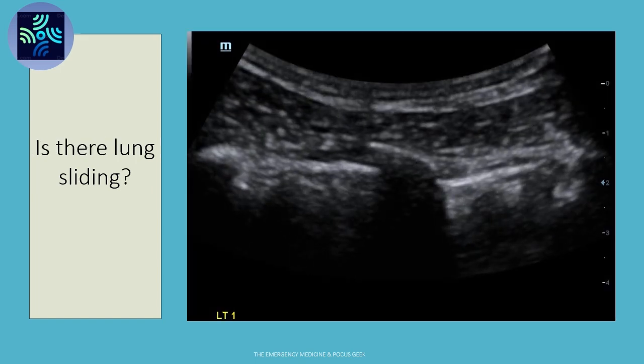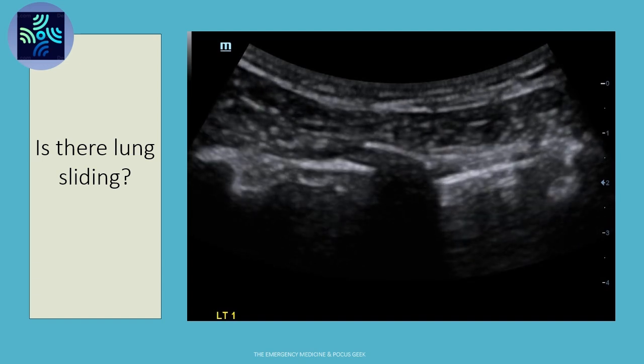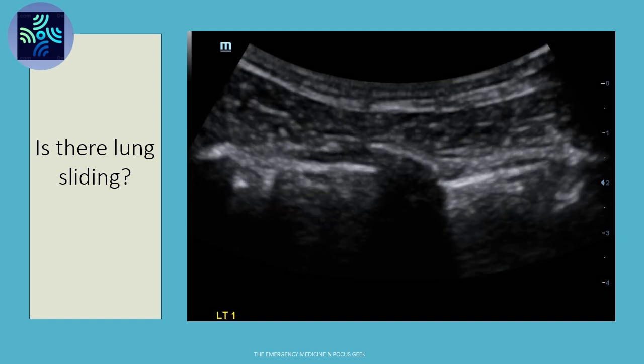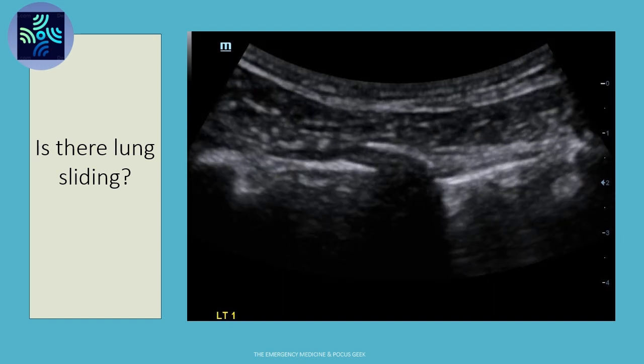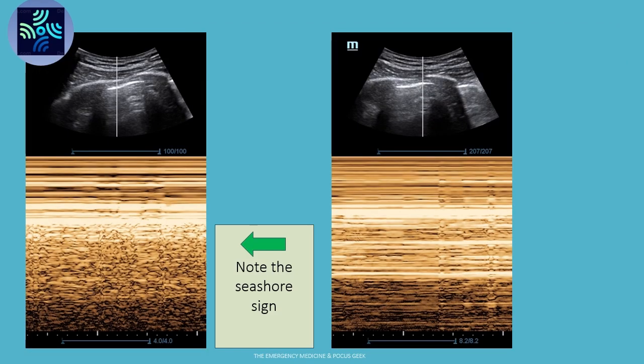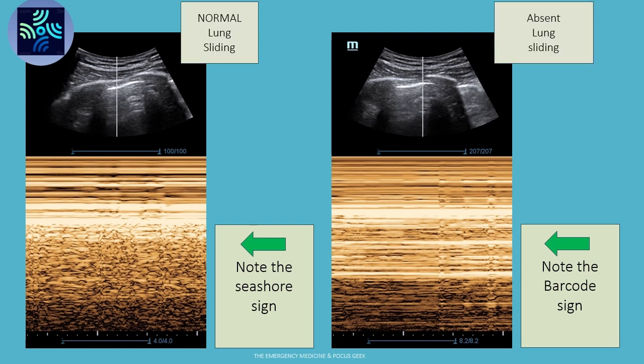Sometimes it can be difficult to identify absent lung sliding on the B mode, particularly when the patient has poor respiratory efforts. This is when the M mode comes in handy. If you see the seashore sign, then that confirms presence of lung sliding. If you see the barcode sign, then there is absent lung sliding.